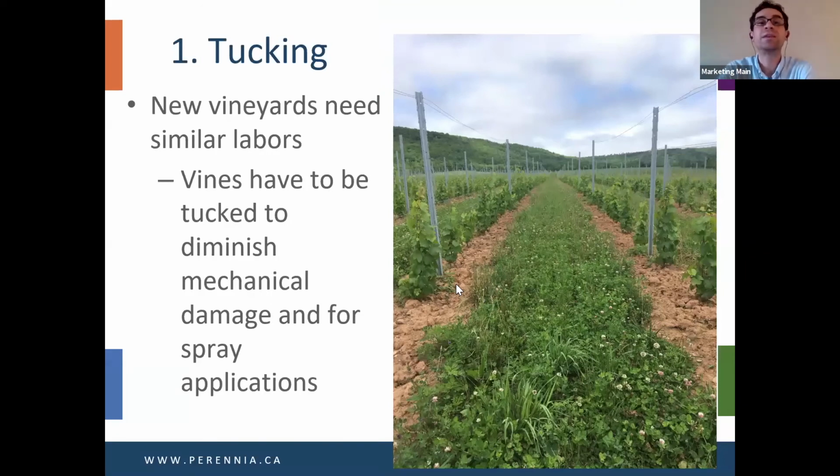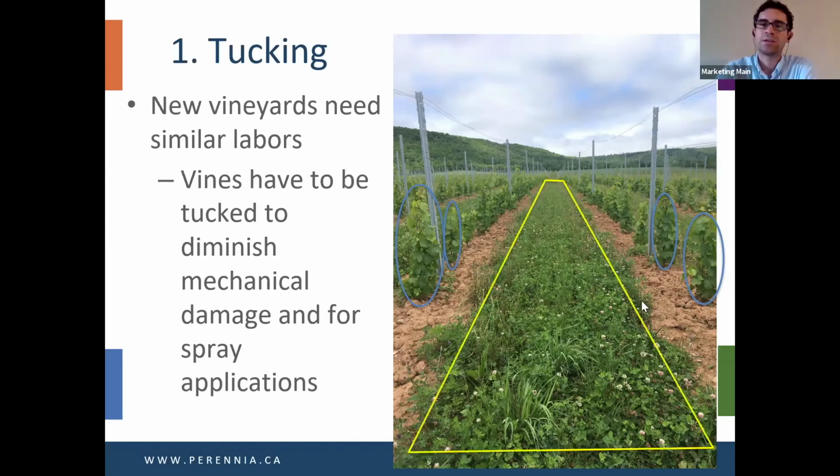Also, you don't want to forget the new vineyards because they need similar labors. The vines have to be tacked as well to diminish mechanical damage and for spray applications. So at the beginning, remember, you will have to be doing it. In this picture, you can see in the circles how each vine is well tacked, growing quite straightforward. Everybody has their own space. So in the middle of the row, the tractor can pass without problems and without taking any plant, and be applying all the necessary spray products.